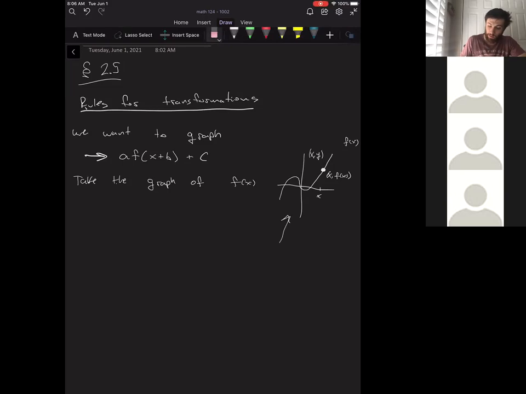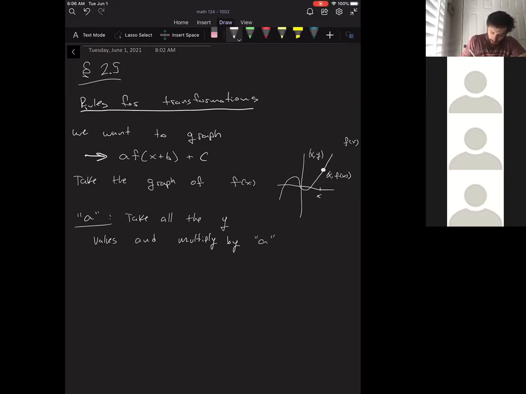In this example, what this a is going to do is take all of our y values and multiply them by a, whatever that number a is.